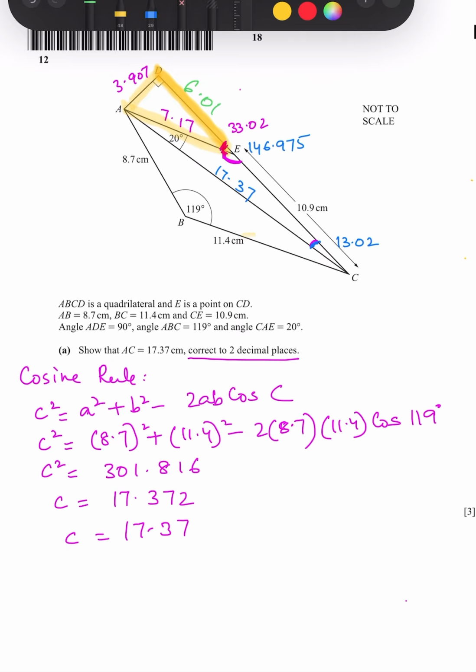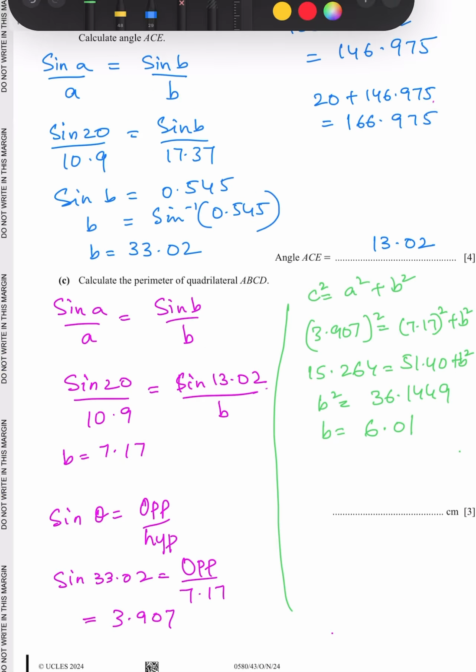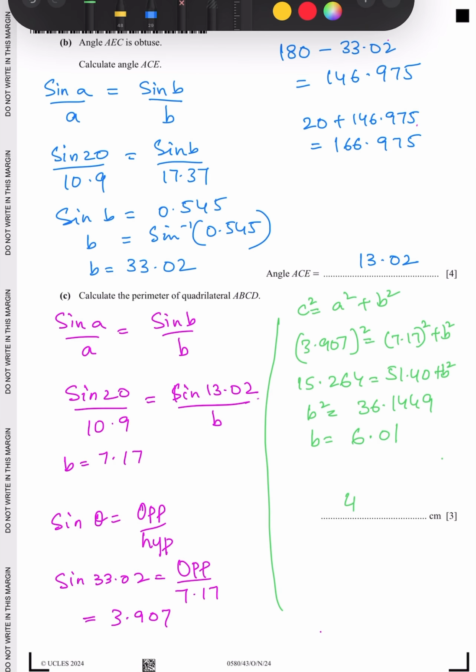Now we can calculate the perimeter by adding all sides. So 6.01 plus 3.907 plus 8.7 plus 11.4 plus 10.9. Yes, that's it. 40.91. So the perimeter is 40.91.